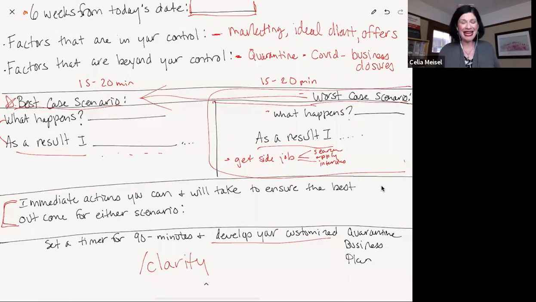I hope that you take action and do the quarantine business plan for yourself and create that plan. Remember, we're just looking at the next 6 weeks. You don't have to plan 3 months or 6 months. It's just a short timeline and a short snippet of what needs to happen and what you need to clarify in order to get those results that you're after, the positive results, and create a best case scenario no matter what happens in the world.